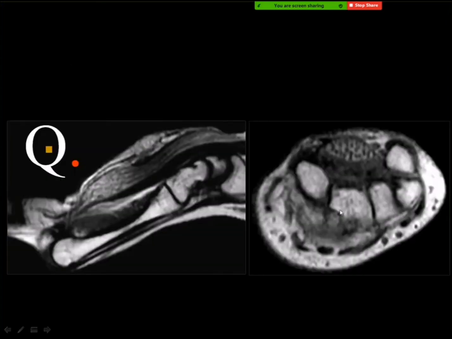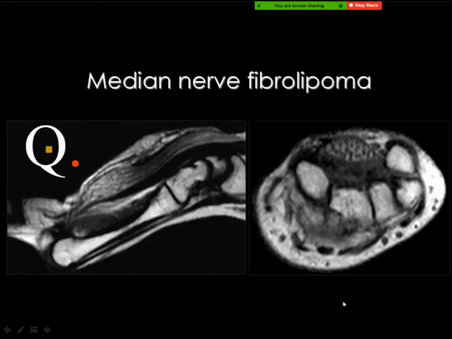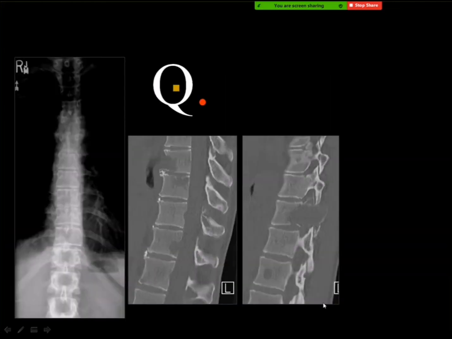This is the wrist joint, axial and sagittal. Fibrolipoma of median nerve. Yes, it was hamartoma of the median nerve. Hamartoma of the median nerve. The spaghetti sign is quite evident. And as I mentioned in the lecture, I thought that this is a very rare condition, but it's frequently seen in clinical practice.